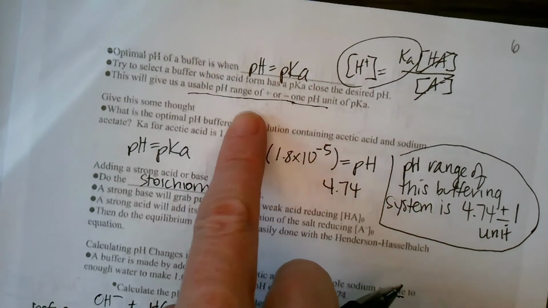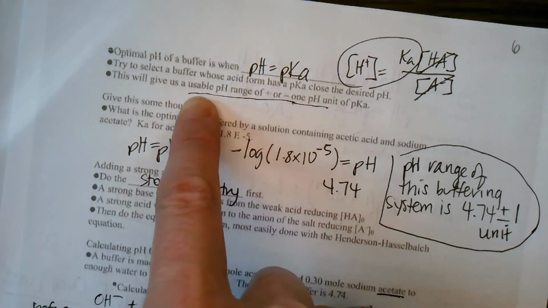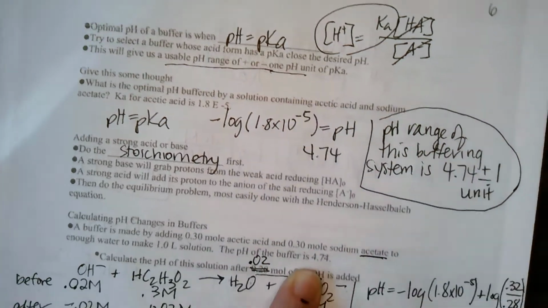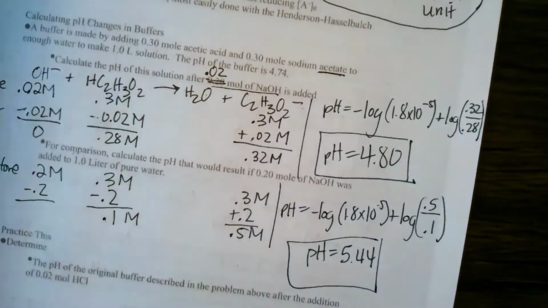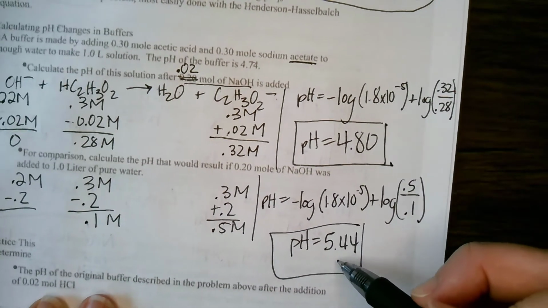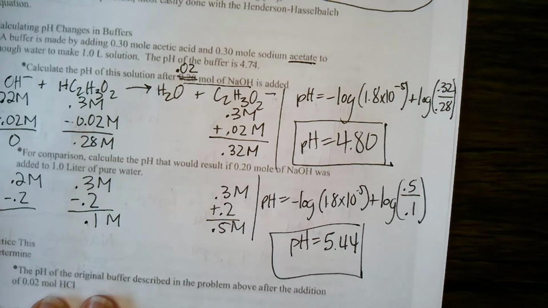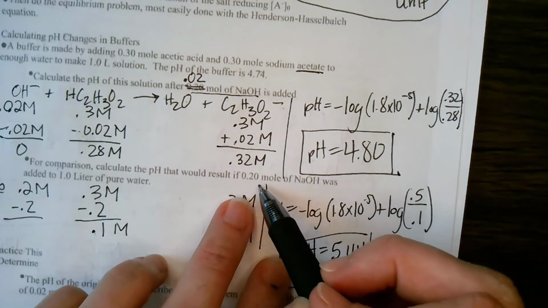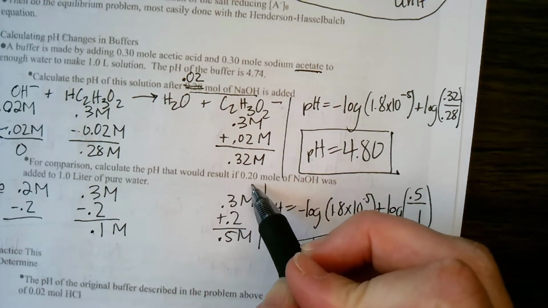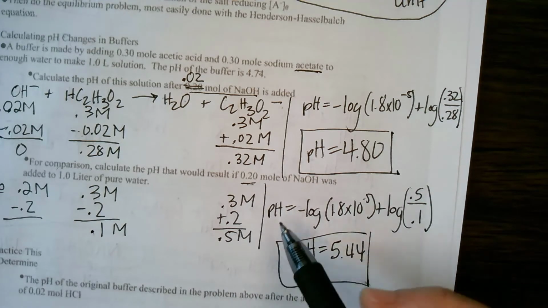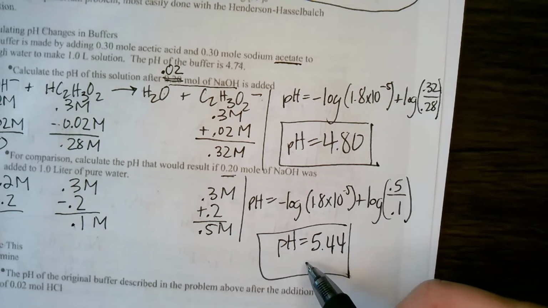And if we look, the pH of the buffer is 4.74. And up here, remember, that will give us the usable pH range of plus or minus 1 pH unit of pKa. And we know our pKa for this was 4.74. So when we say plus or minus, we were within that 1 pH unit. But notice we had a substantially more concentrated sodium hydroxide, 0.2 as opposed to 0.02. And so yes, it did raise the pH, make it more basic, but not by that much.